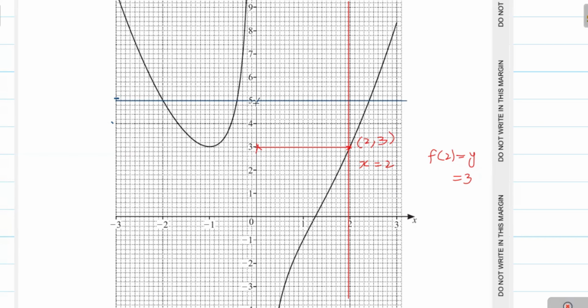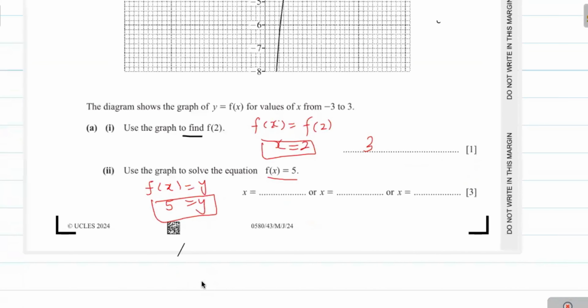And look here, this is the first position, and the value of the x coordinate here is -2. We will write x equal to -2. And at this position, the value of x is -0.4. And next, where the line y equal to 5 intersects the graph at this position, the value of x is 2.4. The solution of f of x equal to 5 is -2, -0.4, and x equal to 2.4.